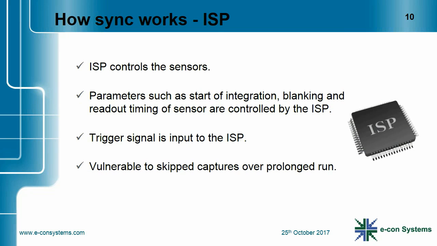The second method of hardware level synchronization is the ISP based synchronization, where the ISP controls the sensor and outputs images to the host processor after processing the bare raw image from the different sensors. In this case, the input trigger signal is given to the ISP instead of the sensor directly. So the ISP takes care of the different parameters of the sensor, such as the integration, blanking, and readout timing, so that all the different sensors output images in a synchronized manner. This is very useful in cases where the raw bare data cannot be used directly in the application, so an ISP is required for applying additional operations on the raw image. But there is also a chance for images being skipped because of lack of synchronization in some cases. We'll see about this in the later slides.